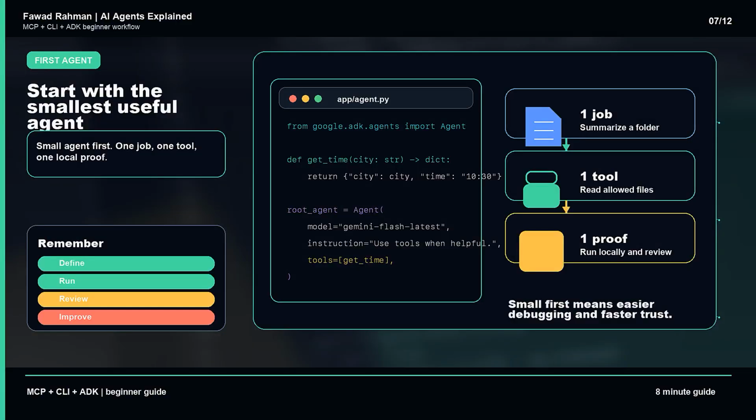The best first agent is small. Do not begin with a giant business system. Start with one clear job, such as answering questions about a folder, summarizing meeting notes, or checking a simple API. In ADK, you write a root agent, give it an instruction, and attach a tool. Then you run it locally, watch what tool it chooses, and improve the instruction. This loop teaches you the important habit: build one capability, prove it works, then add the next capability. A small agent is not a toy if it solves one real problem. It is the first reliable block in a larger system.